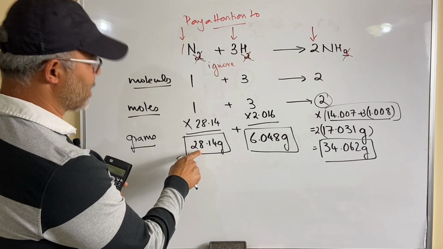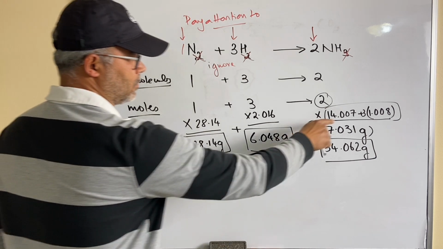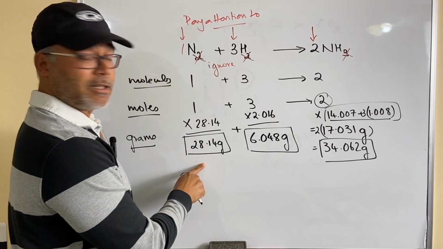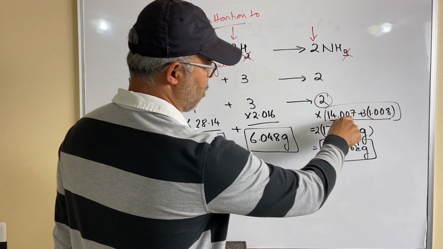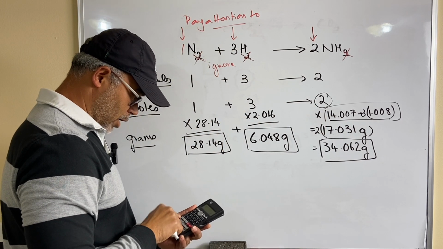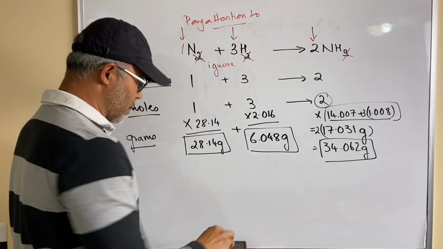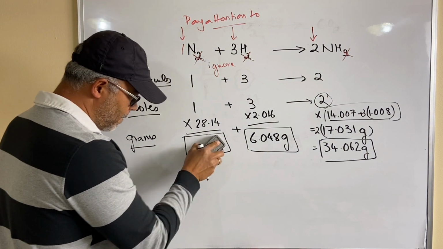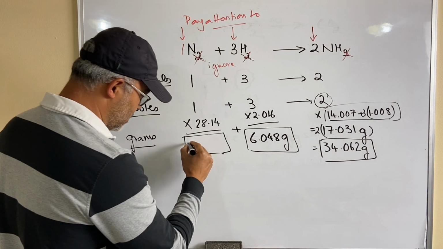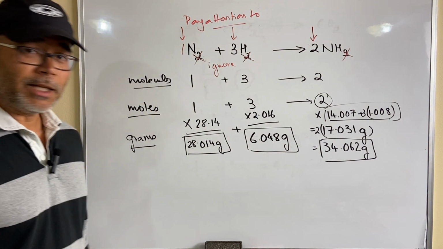Now let me just double check that, because I'm not quite sure. I did that in my head, so I believe that's a little wrong. So 14.007 is nitrogen times 2. That should be 14.007 times 2, which should be 28.014. So that's 28.014 grams. Okay, so that's basically it.